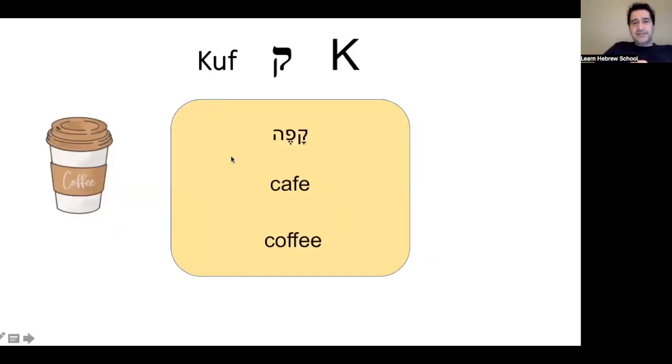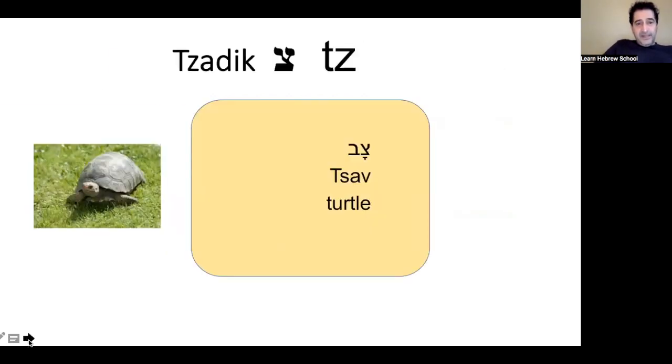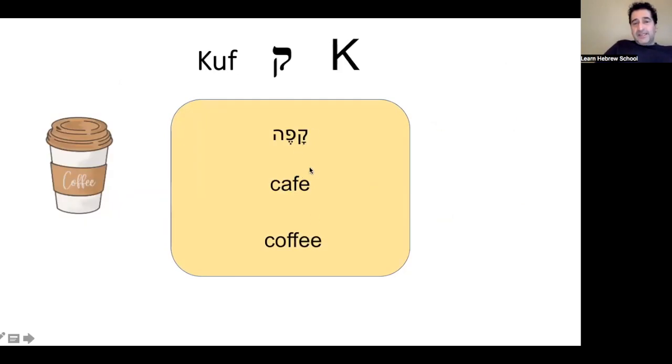The next one is the letter kuf. Kuf is like K in English. And obviously a simple word that everyone knows is cafe, coffee. The kuf has a kamatz, an A sound. The fei, this one is fei, it's not pei. Remember, we just had that letter pei. Fei, where there's no gesh in the middle. It's fei. That's why I say cafe. And cafe is coffee. Cafe cham, hot coffee. Kuf.